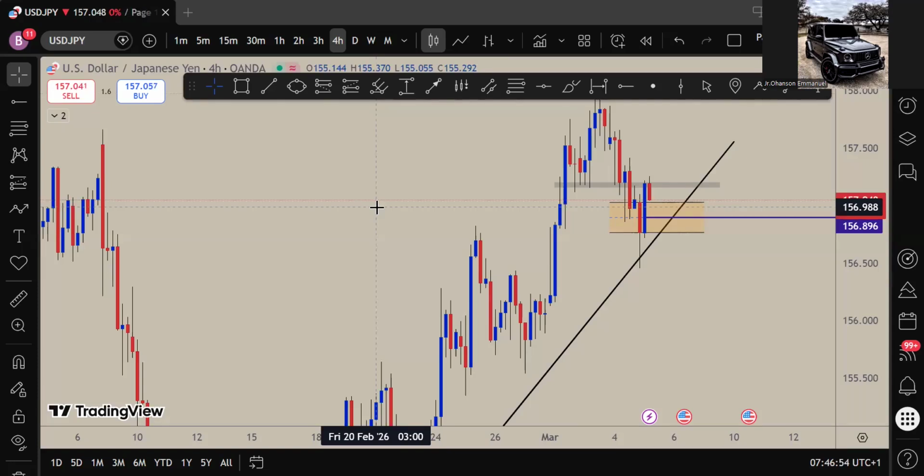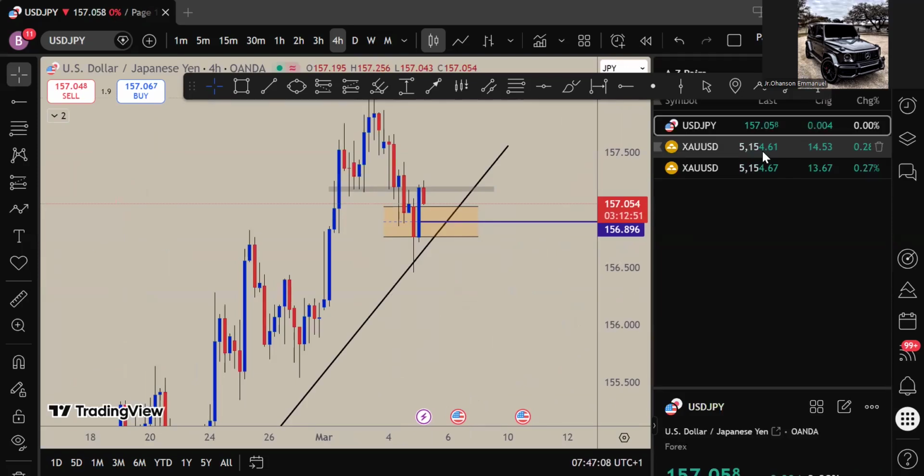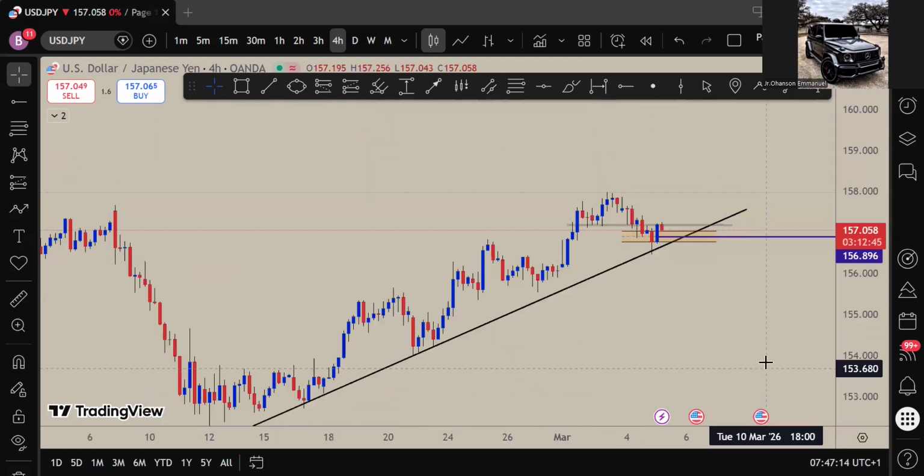What's good, guys? So in this video I'm gonna be showing you guys what I'm looking at on gold and USDJPY. So these are the two pairs that I'm looking at, and I'm bullish in these two pairs. I'm bullish on gold and I'm bullish on USDJPY. So let me quickly show you guys what I'm looking at on USDJPY first.